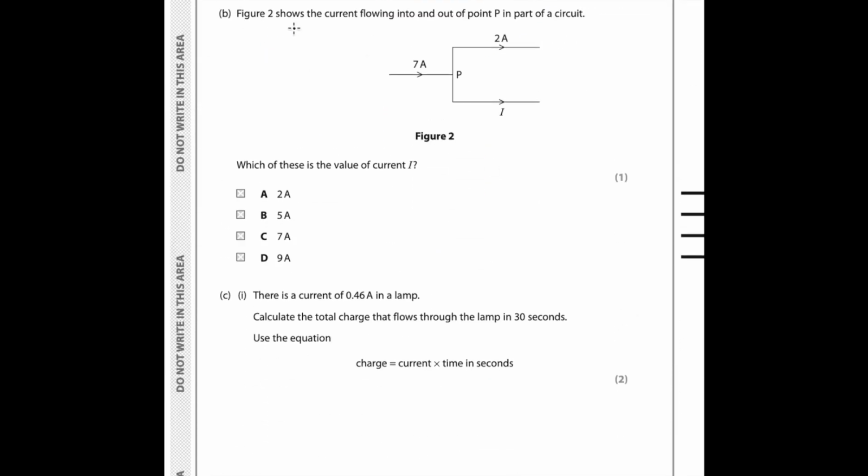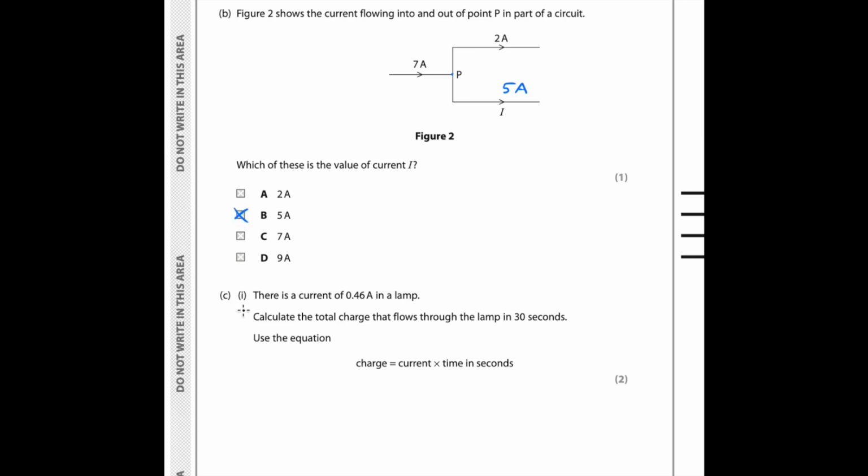Part B. Figure 2 shows the current flowing into and out of point P in part of a circuit. There's P, a little junction. Which of these is the value of current I? Right, this is Kirchhoff's law. What goes into the junction must come out. So 7 amps went in, 2 came out so far, so this must be 5 amps. The answer is B.